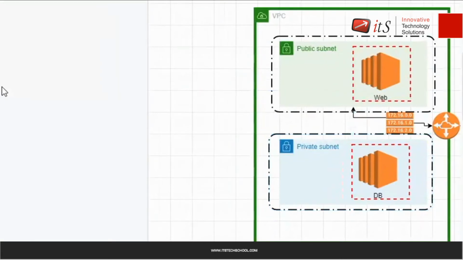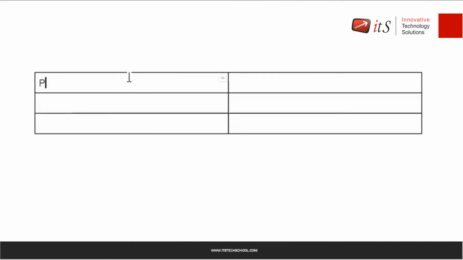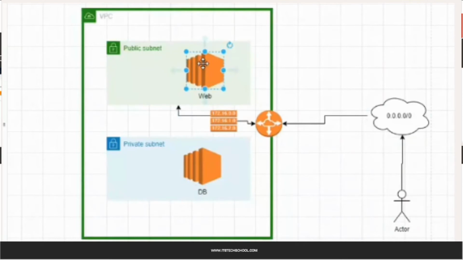Sorry, NSCL and a security group. Okay, we have an NSCL and we have a security group. The first thing we had already seen is that the NSCL will protect your subnet. So this is called subnet level security.